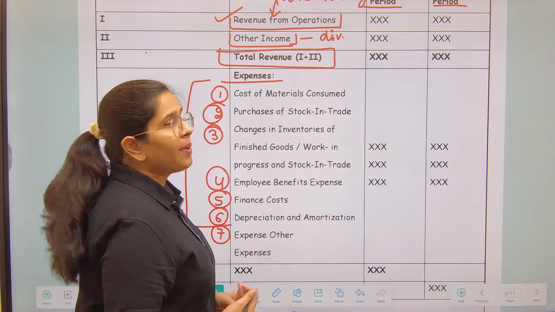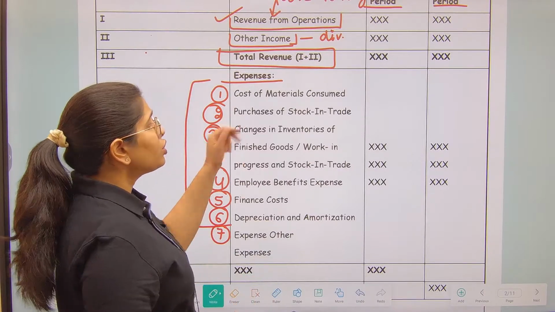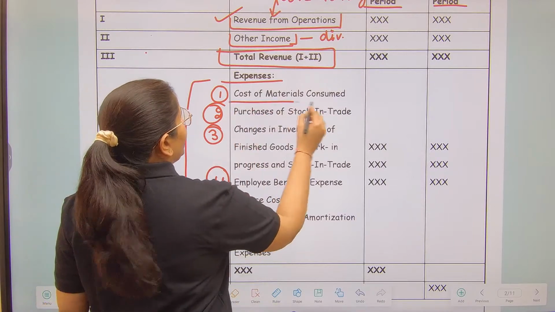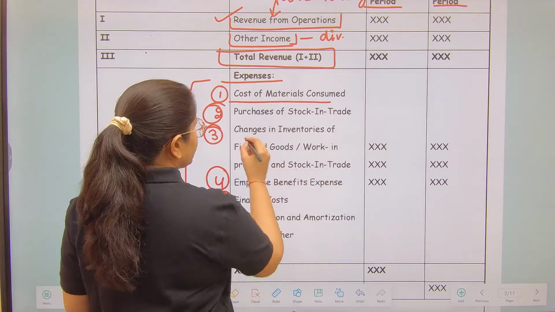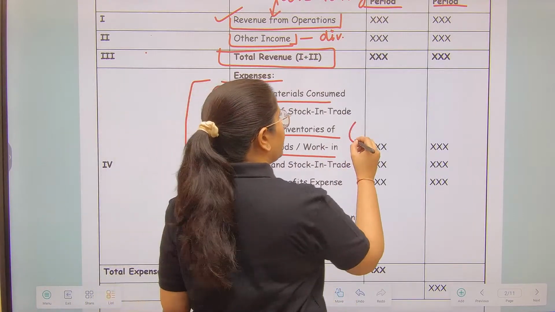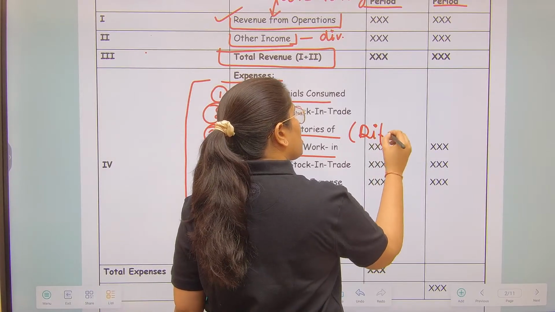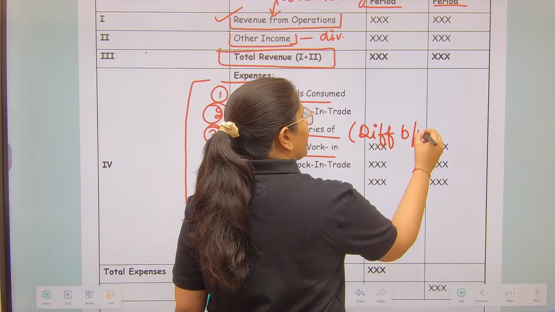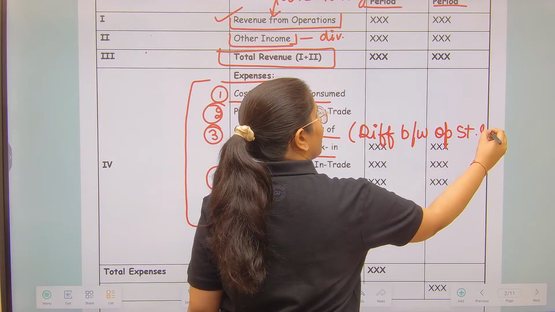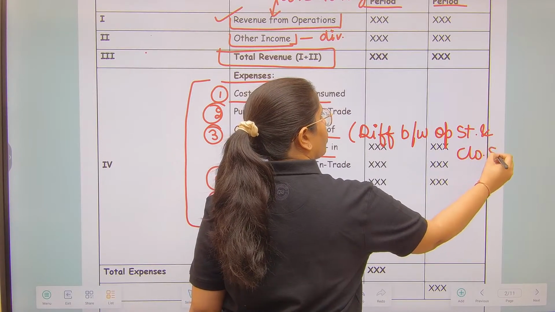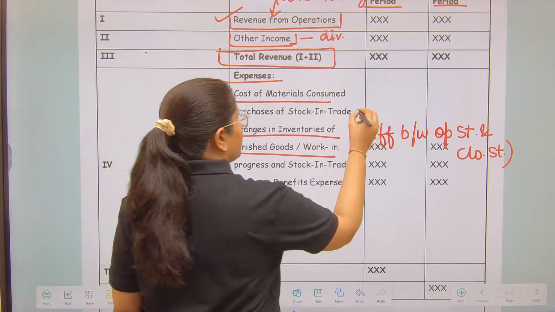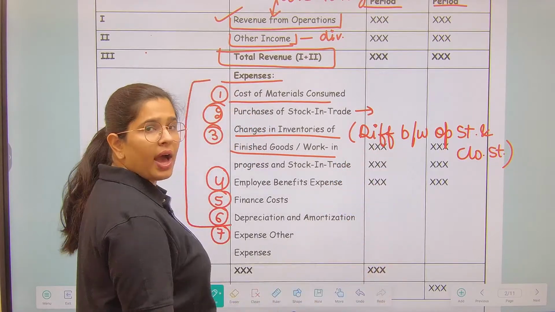Now, discussing everything one by one. Cost of material consumed, purchases of stock in trade, material consumption. First let us discuss changes in inventories. Change in inventories is the difference between opening stock and closing stock. Purchase is whatever amount of purchases you have made.